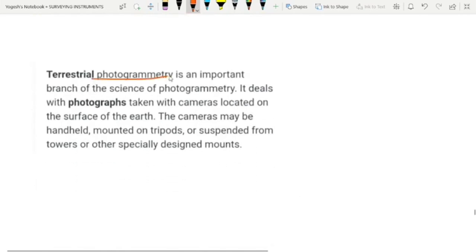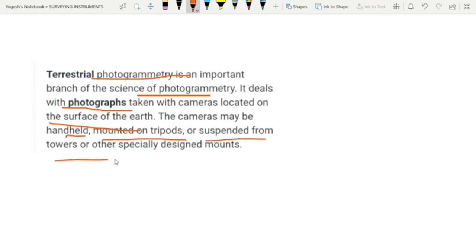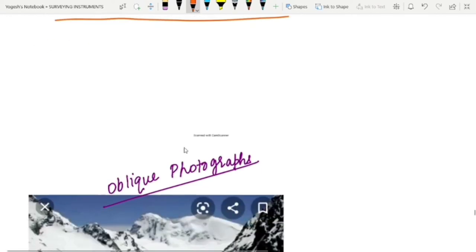Terrestrial photogrammetry is an important branch of the science of photogrammetry. It deals with photographs taken with cameras located on the surface of the Earth at a fixed position. The cameras may be handheld, mounted on tripods, or suspended from towers or any other specially designed mounts.